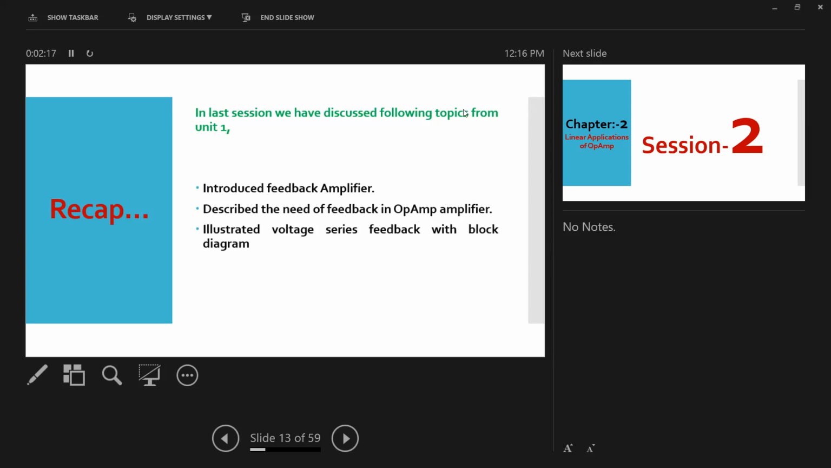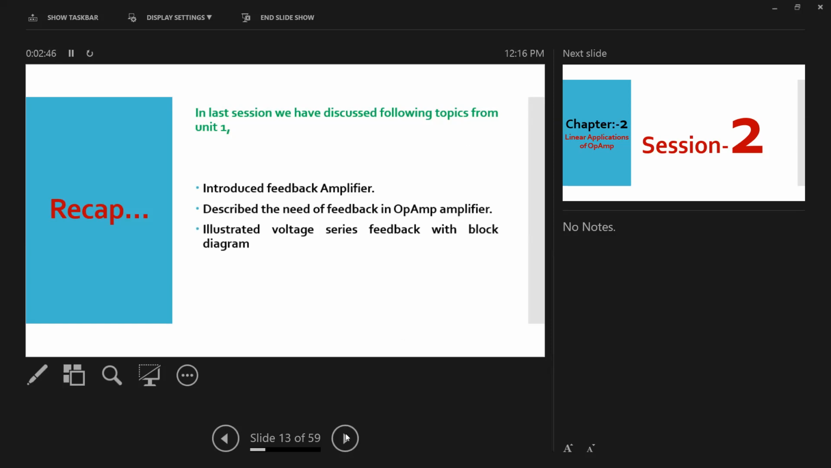So that thing we have discussed, as well as by using the block diagram, we have understood what you mean by the voltage series feedback, right? That when you say a voltage series feedback, that means we'll be taking the voltage signal from the output side and it will be connected in series with the input source. That is what we call a voltage series feedback. So that thing we have discussed in the last session.